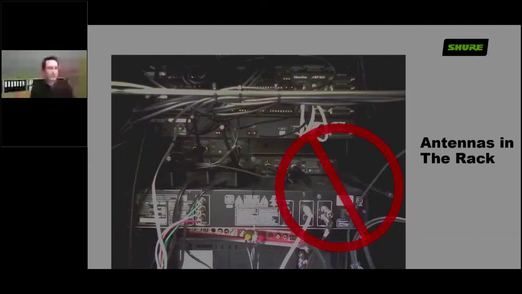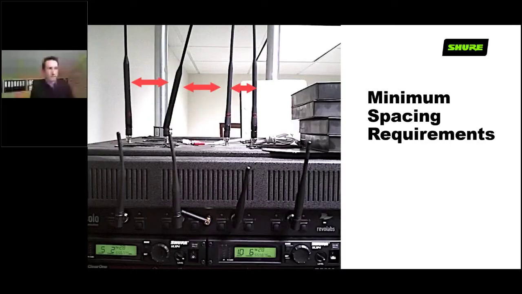Those are also likely off axis from the polarization of your wave. They are on a horizontal plane, not the vertical plane. So get those outside of the rack using antenna distribution or cabling to do so.